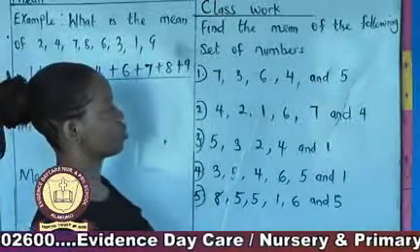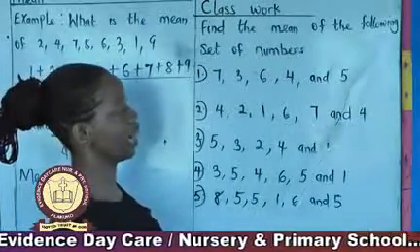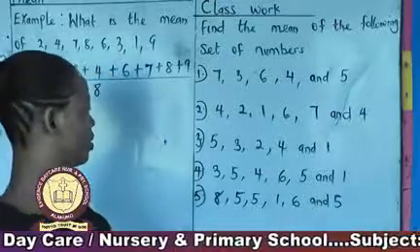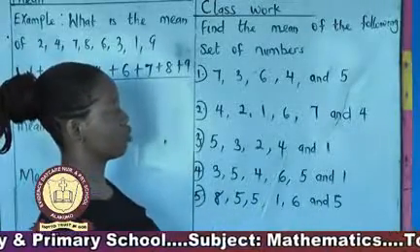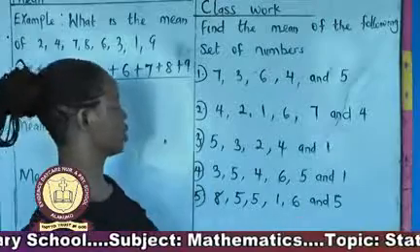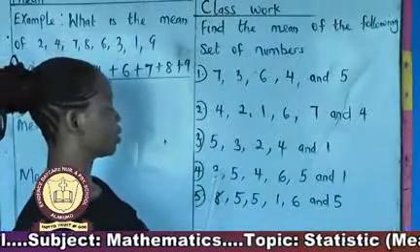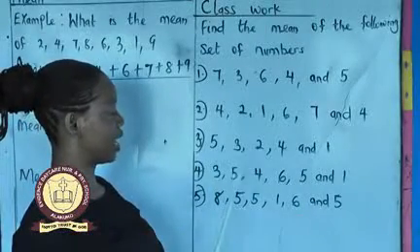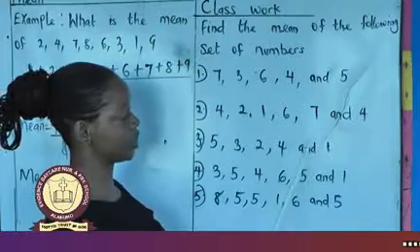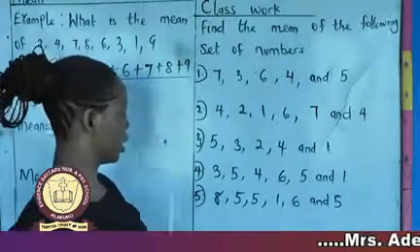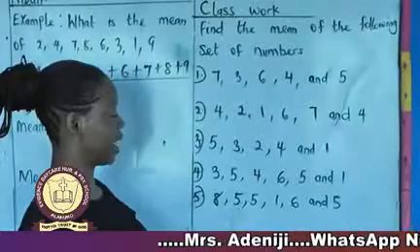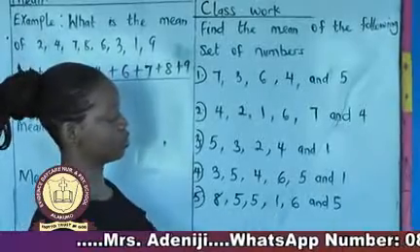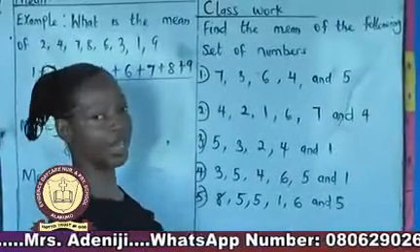4, 2, 1, 6, 7, and 4. Number 3. 5, 3, 2, 4, and 1. Number 4. 3, 5, 4, 6, 5, and 1. And number 5, which is the last one: 8, 5, 5, 1, 6, and 5.